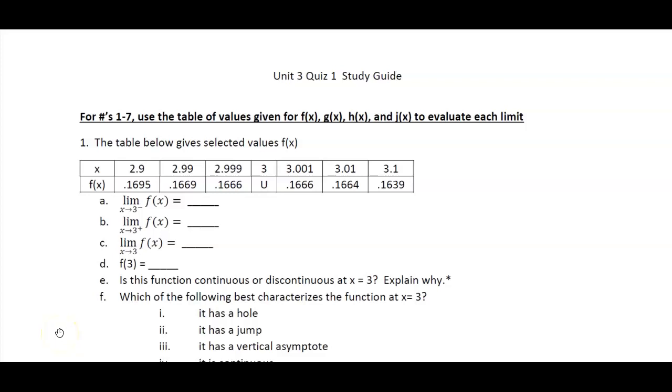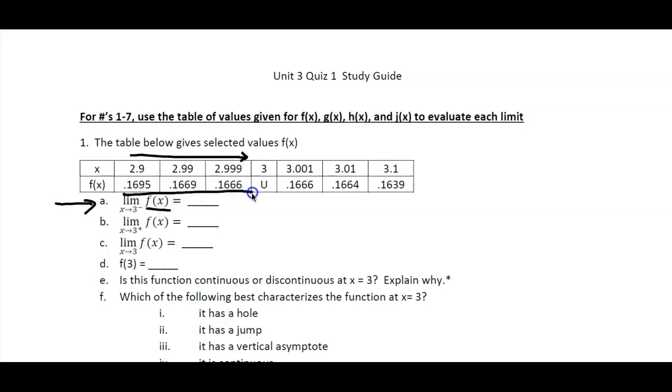Alright guys, so let's go ahead and go over your study guide here. Let's take a look. The table below gives selected values for the function f of x. So what is the limit of f of x as x approaches 3 from the left? So this is where we are approaching 3 from the left, and we want to know what's the limit of f, which is the y value there.